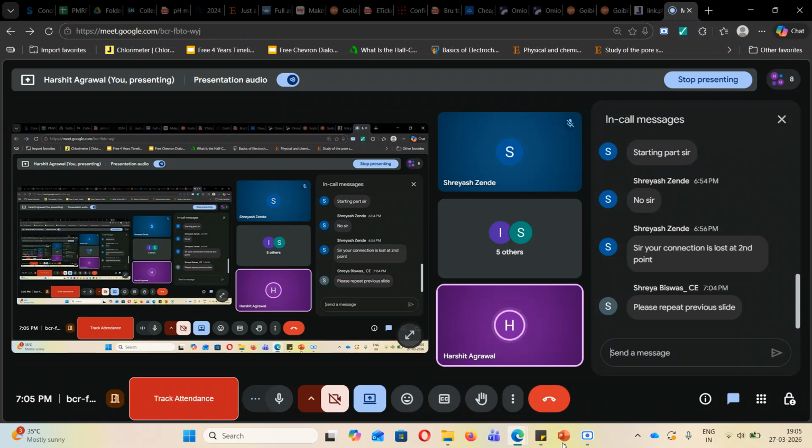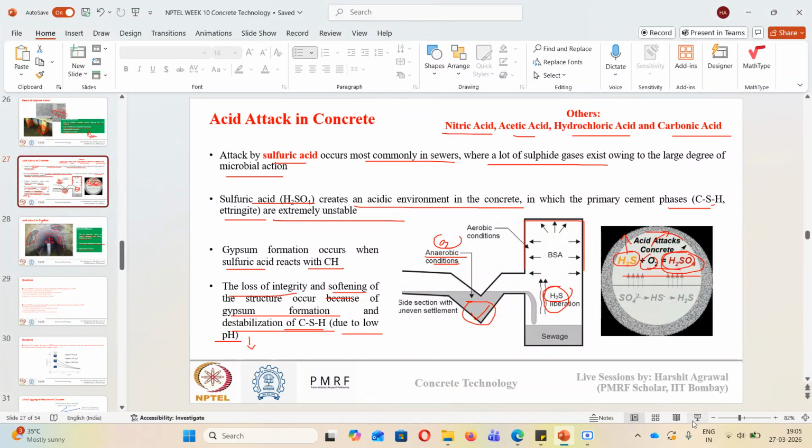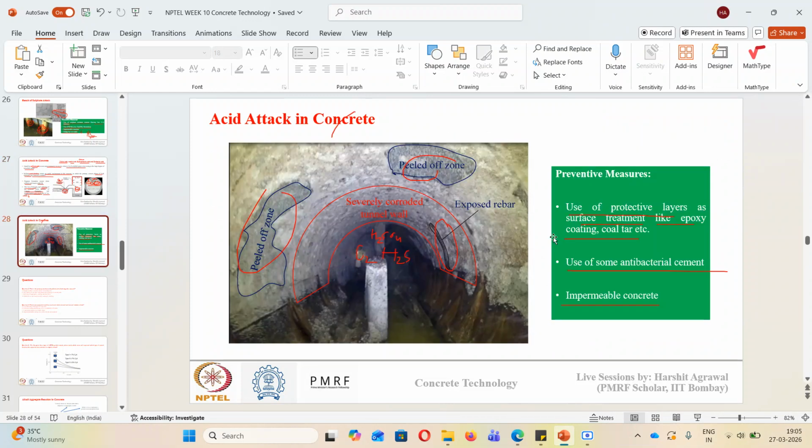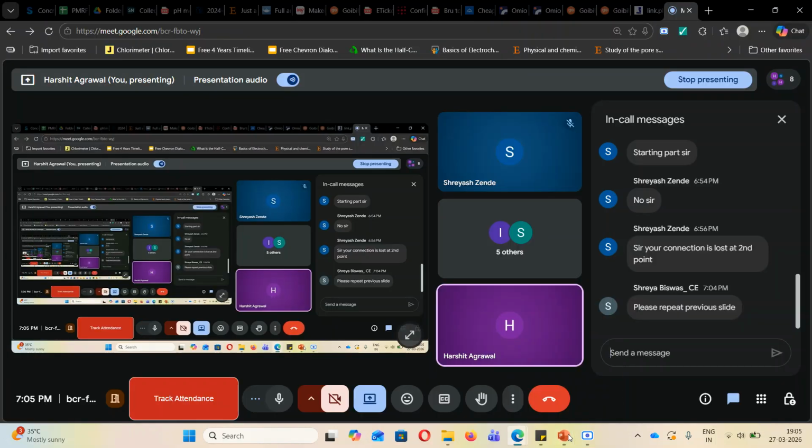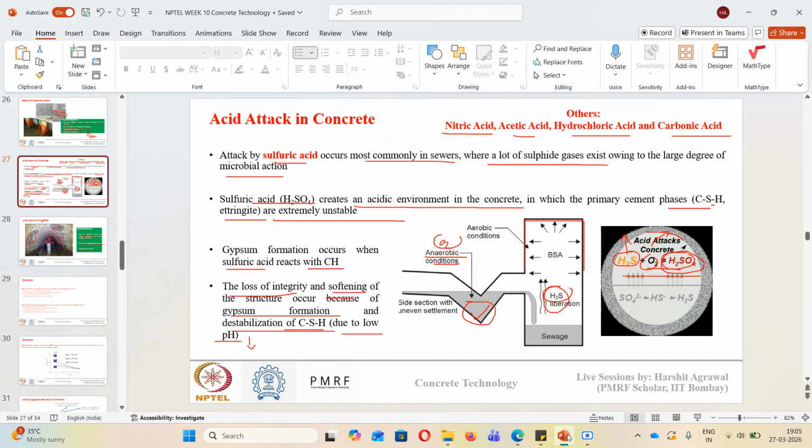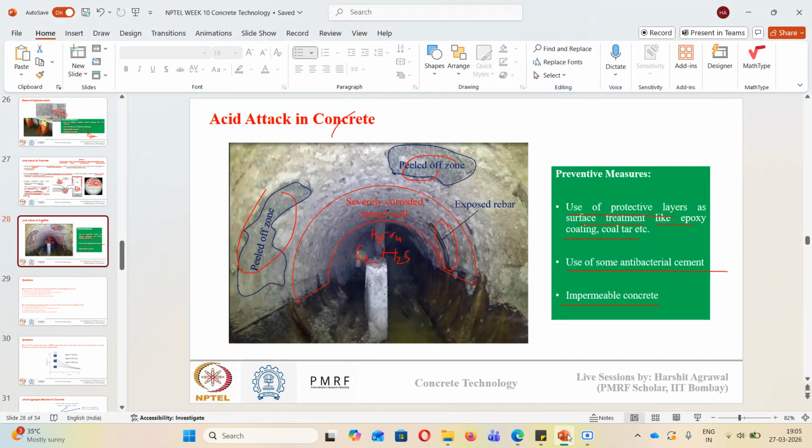I will keep my presentation not on slideshow mode, because when I go to slideshow mode, I am not able to see whether the connection went off or not. So I will teach in this mode only. I hope the slide is visible to everyone. Which slide you want me to repeat? 27 or 28? Can anyone of you tell me?